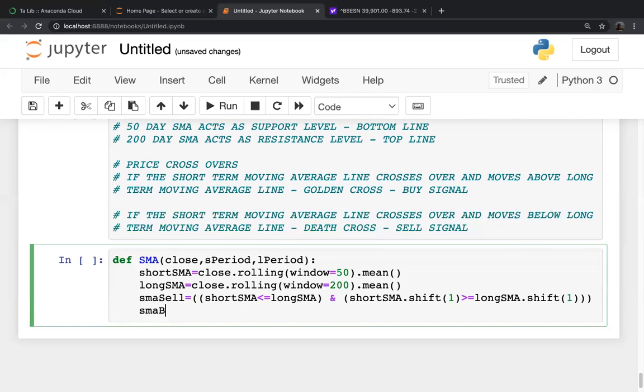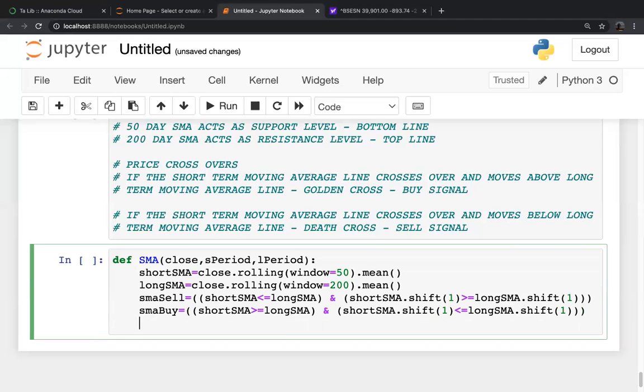Similarly, SMA buy, when the system should buy. Again, we are creating a logic which is opposite to the above logic. So, short SMA greater than or equal to long SMA, and short SMA dot shift, the same, shift 1, again less than or equal to long SMA dot shift by 1. So we are asking it to generate the signals.